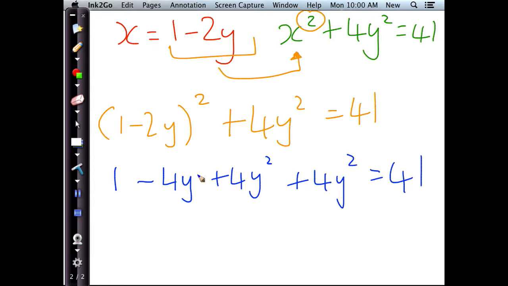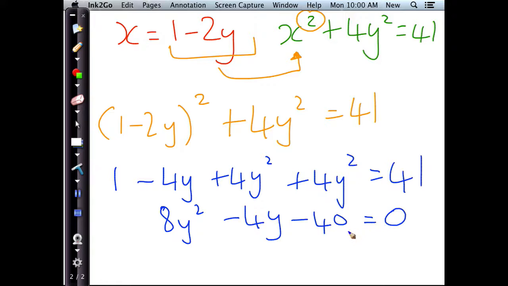Let's solve. I've got 8y squared minus 4y minus 40 is equal to 0. Do you all agree with that? Everybody know what I've done there? I've just added like terms. 4y squared and 4y squared gives me 8y squared, minus 4y is there. Positive 41, I bring that over, and I get negative 41. Negative 41 plus 1 gives me negative 40.